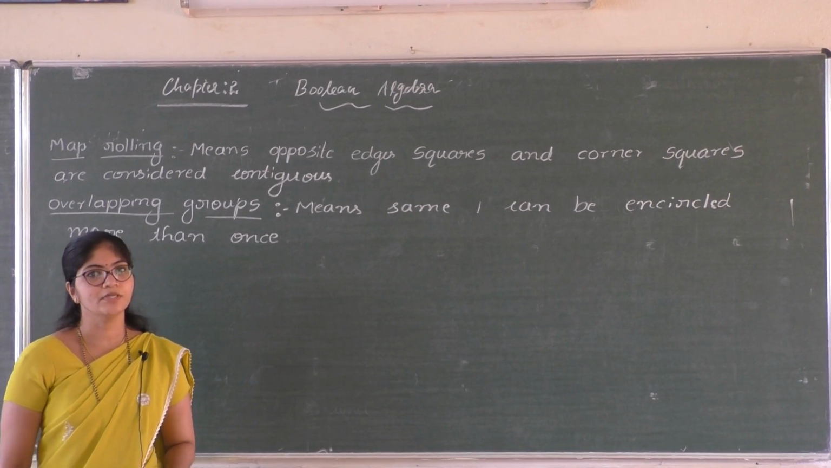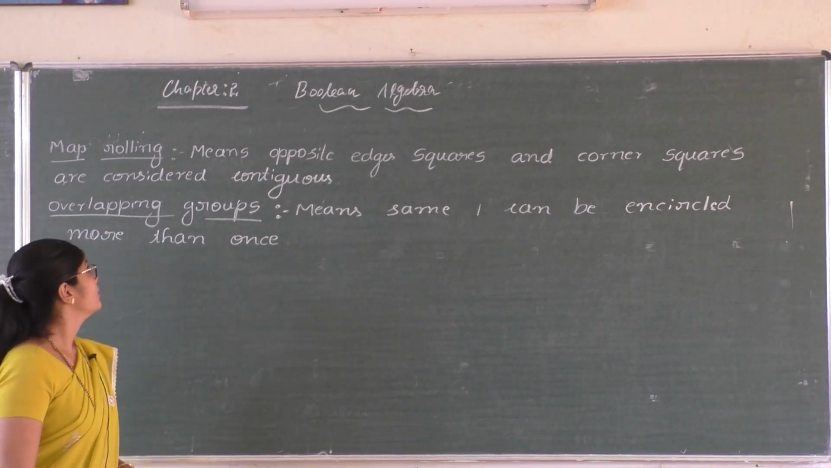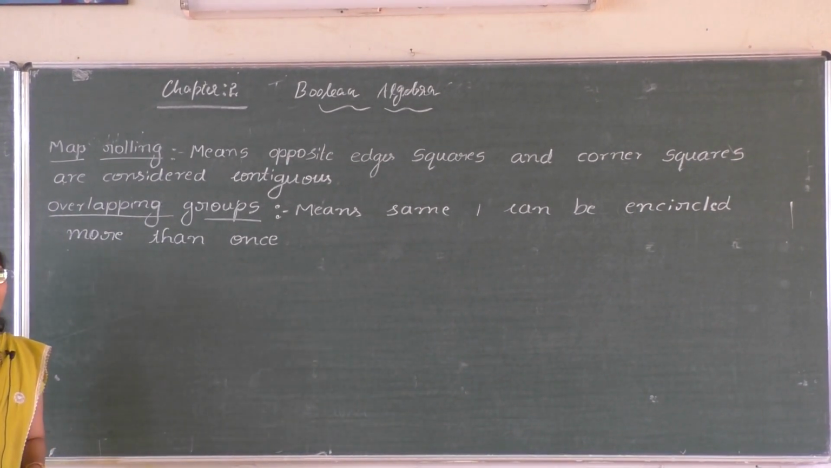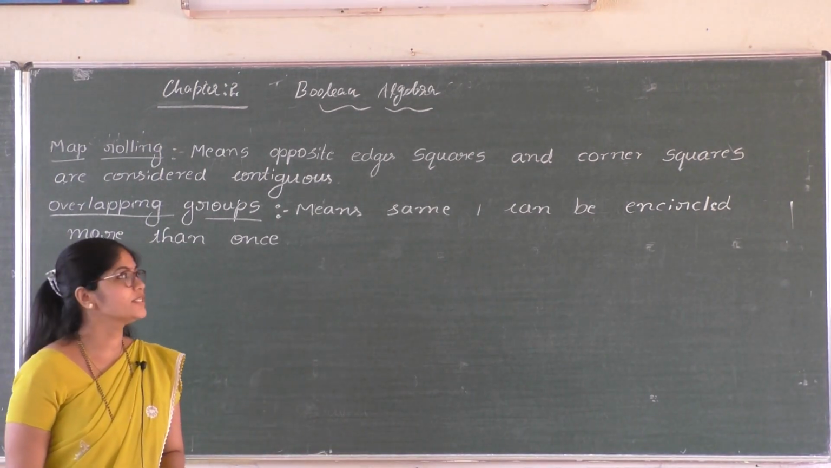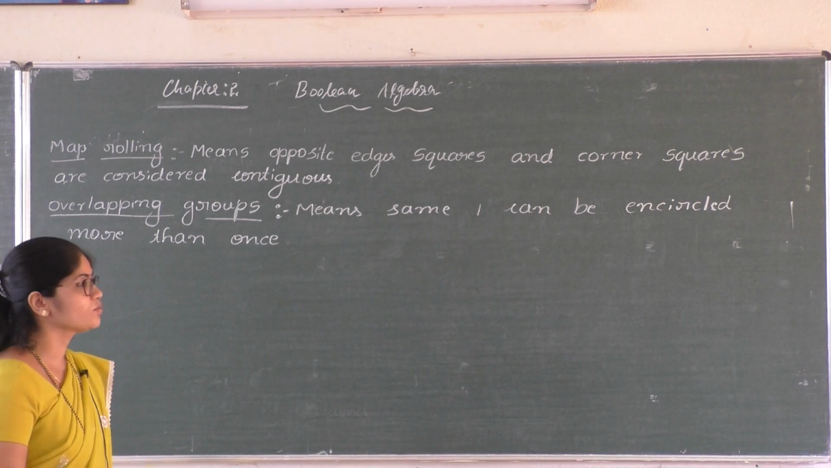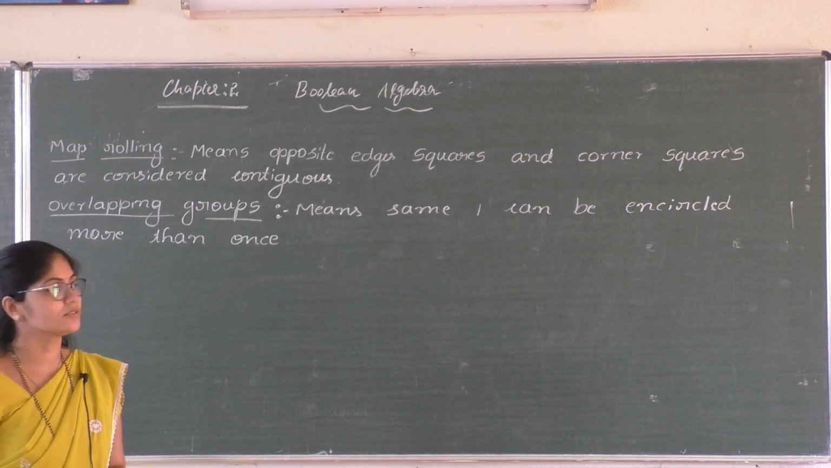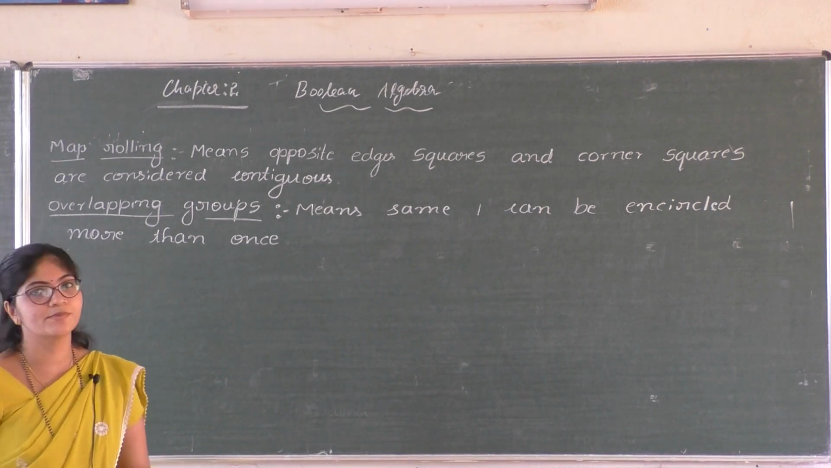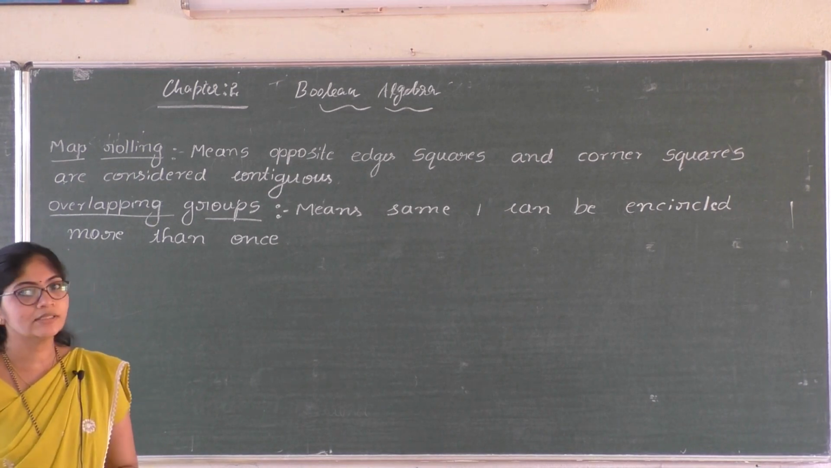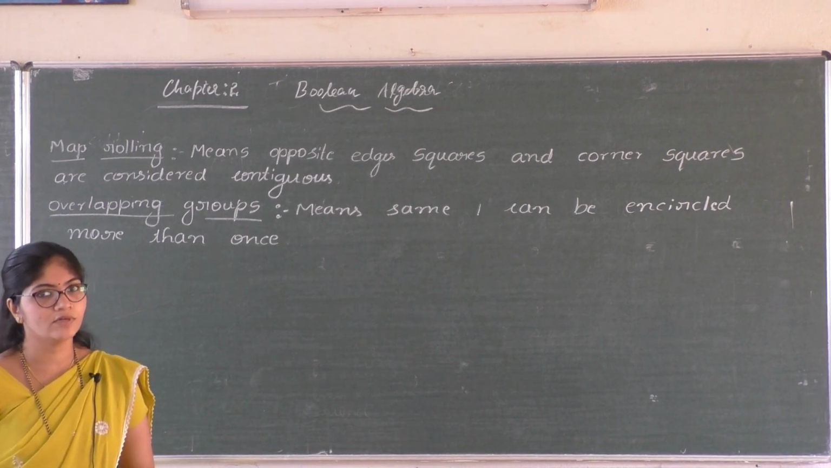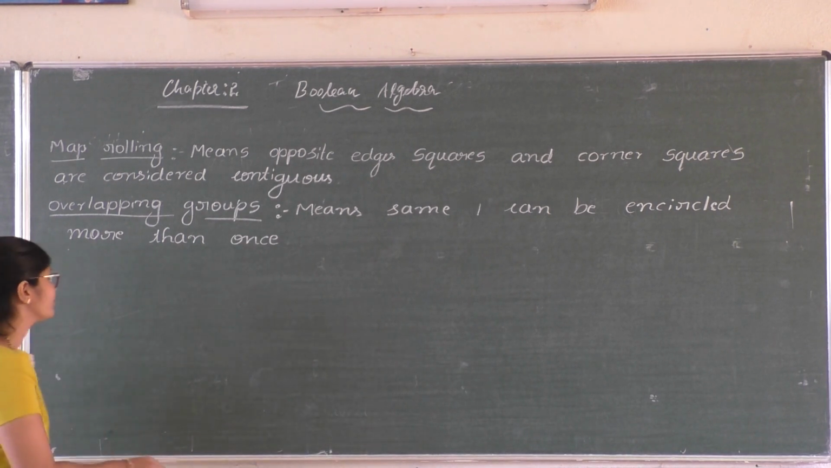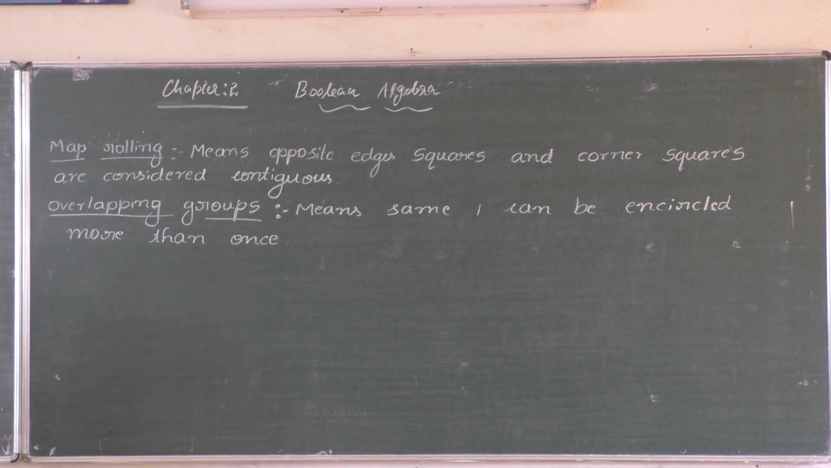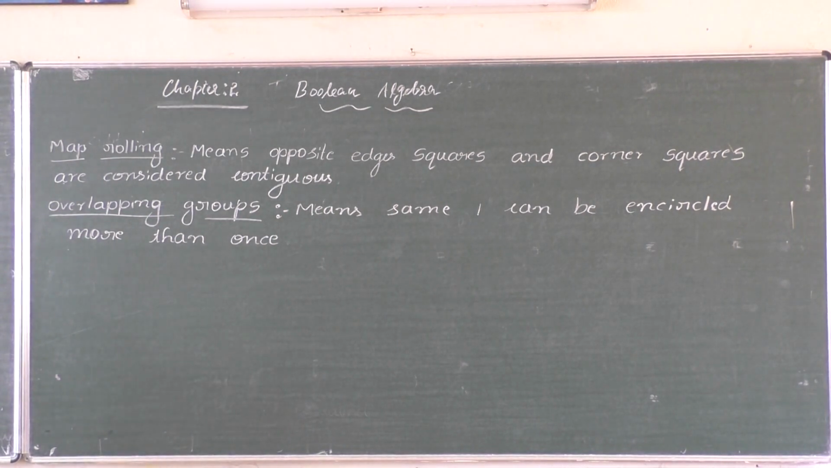Dear students, in the previous classes we have seen map rolling and overlapping groups. What is map rolling? Map rolling means opposite edge squares and corner squares are considered contiguous. And overlapping groups means the same one can be encircled more than once. Today we shall see redundant groups. In K-map we are going to study about redundant groups.